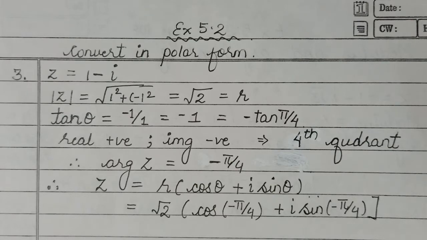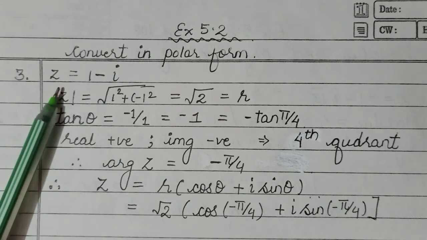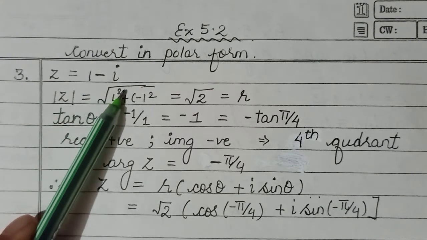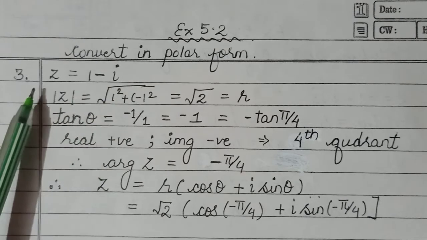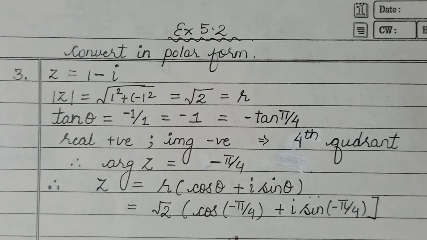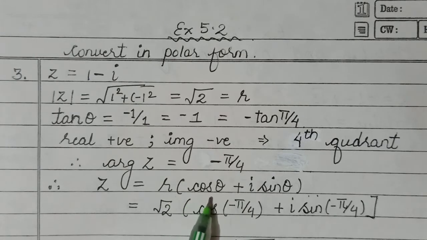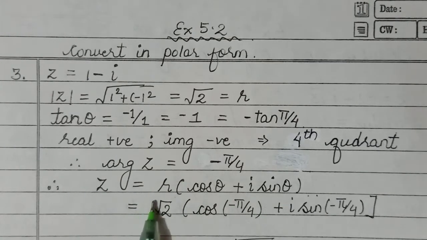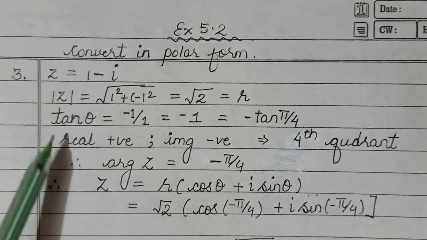Next set of questions from 5.2 where we have to convert the given complex numbers to their polar form. So the first number given to you here is 1 minus i. For polar form, we know this is the polar form, r (cos theta plus i sin theta). That is how we write it in polar form. So we need to know r and theta. We'll have to find out from this.